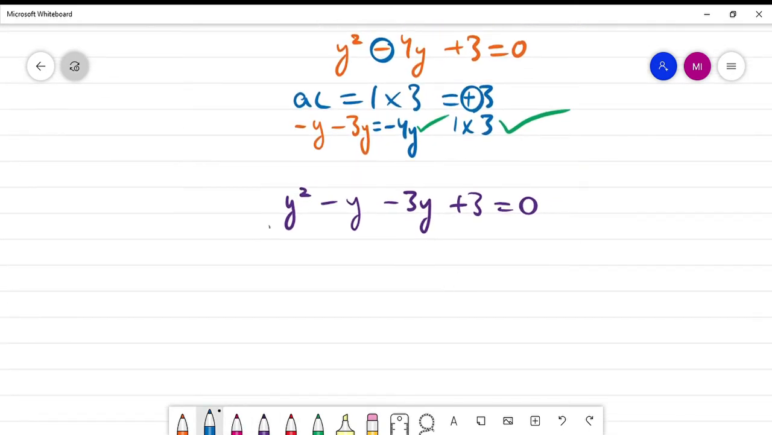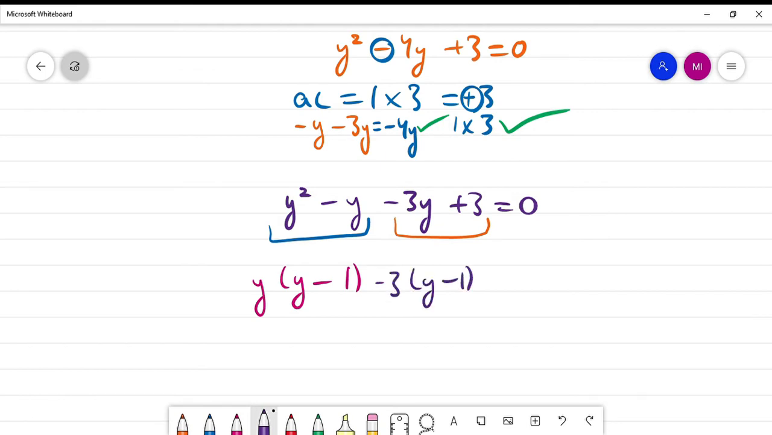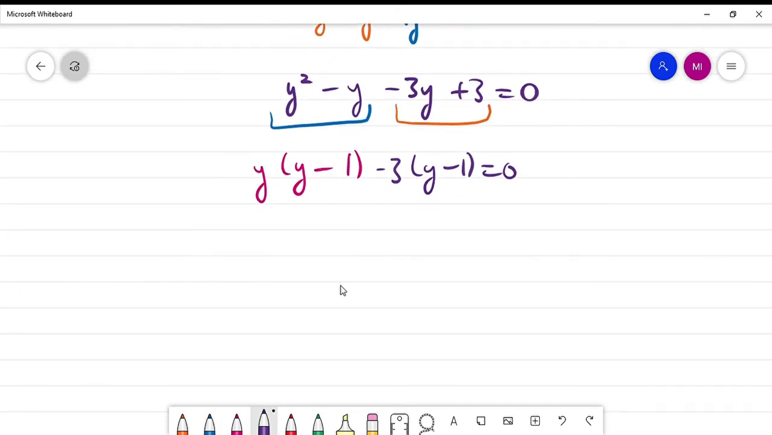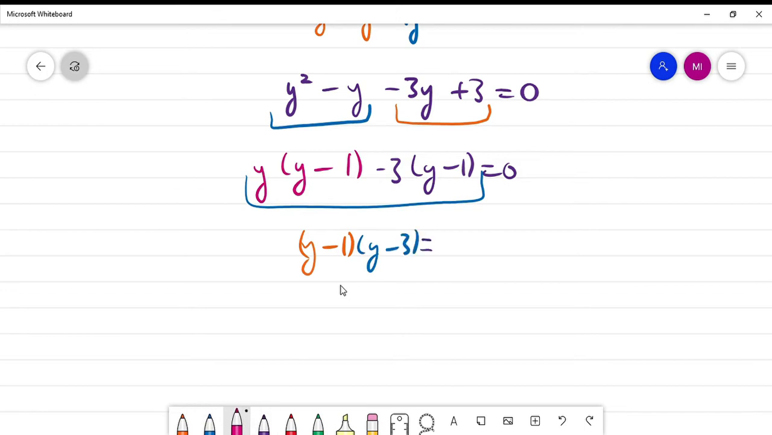Now, right over here, we're going to be taking y common, so we get y into y minus 1. And right here, we're going to take negative 3 common, so we get minus 3 into y minus 1 is equal to 0. And now out of this equation, we're going to take y minus 1 common, so y minus 1 into y minus 3 is equal to 0.